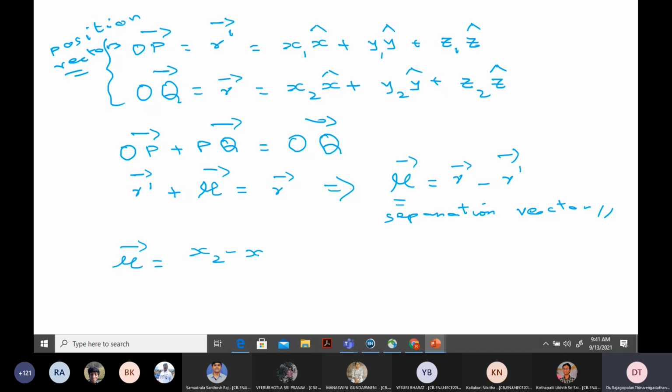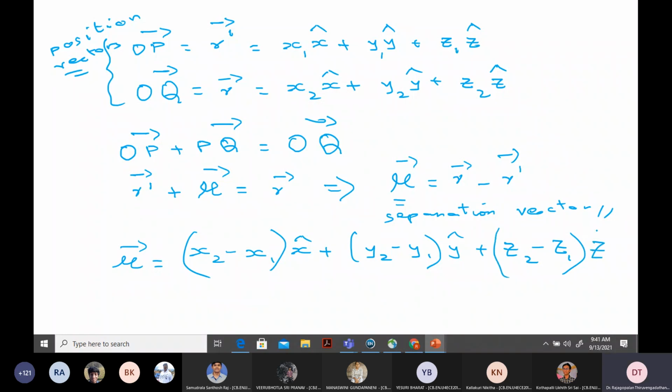You can easily see that vector r is nothing but x2 minus x1 x hat plus y2 minus y1 y hat plus z2 minus z1 z hat. So you can easily find the direction of this vector, the unit vector, by simply taking the mod of this vector. So this is actually vector r by mod vector r. Let me rewrite it.